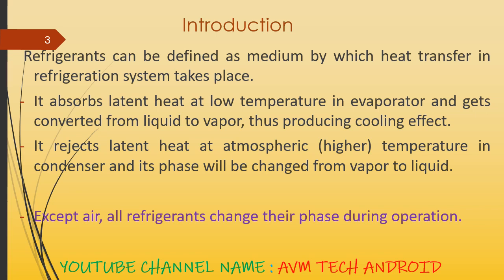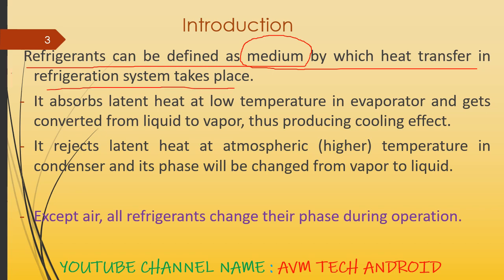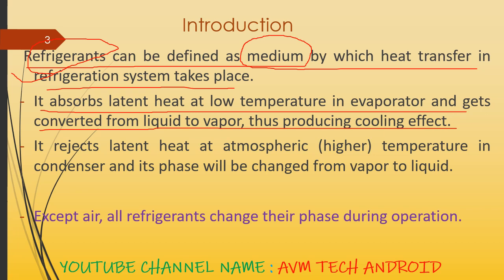So what is refrigerant first? Refrigerant is a working substance which acts as a medium by which heat is transferred in the refrigeration system. And the refrigerant is a working substance which undergoes a phase change in the VCR cycle. So what happens here is mentioned. Refrigerant absorbs the latent heat at low temperature in the evaporator and gets converted from liquid to vapor, thus producing a cooling effect. So what happens in the ice box that is mentioned here? Liquid to vapor conversion will be observed, that is phase change is observed, and because of that the refrigeration effect is observed.